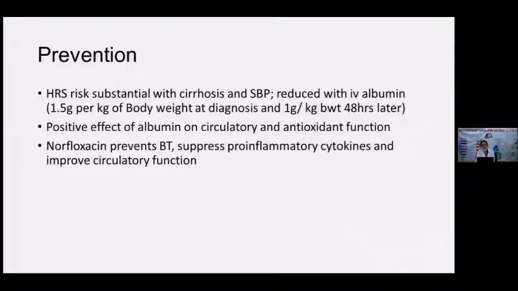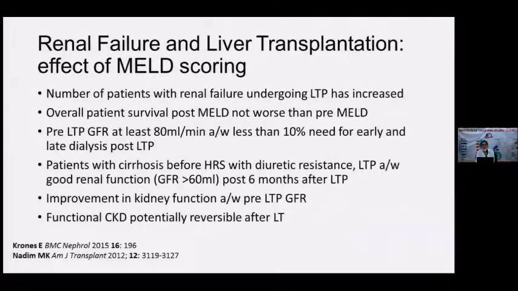HRS prevention. HRS risk is substantial with cirrhosis and SBP. It is reduced with IV albumin. There is a positive effect of albumin on circulatory and antioxidant function. Norfloxacin prevents bacterial translocation, suppresses pro-inflammatory cytokines, and improves circulatory function. Renal failure and liver transplant: effect of MELD scoring on the number of patients with renal failure undergoing liver transplant.